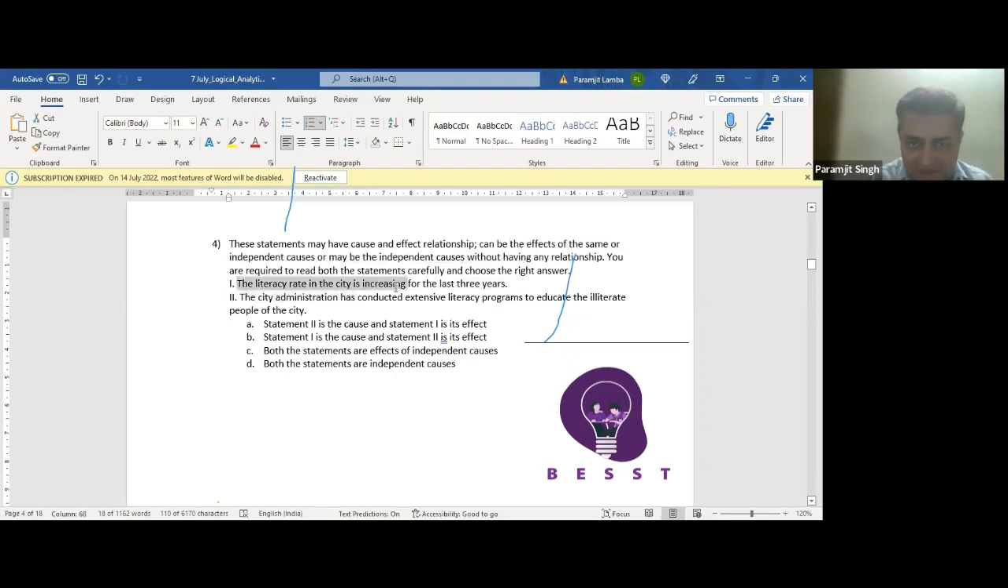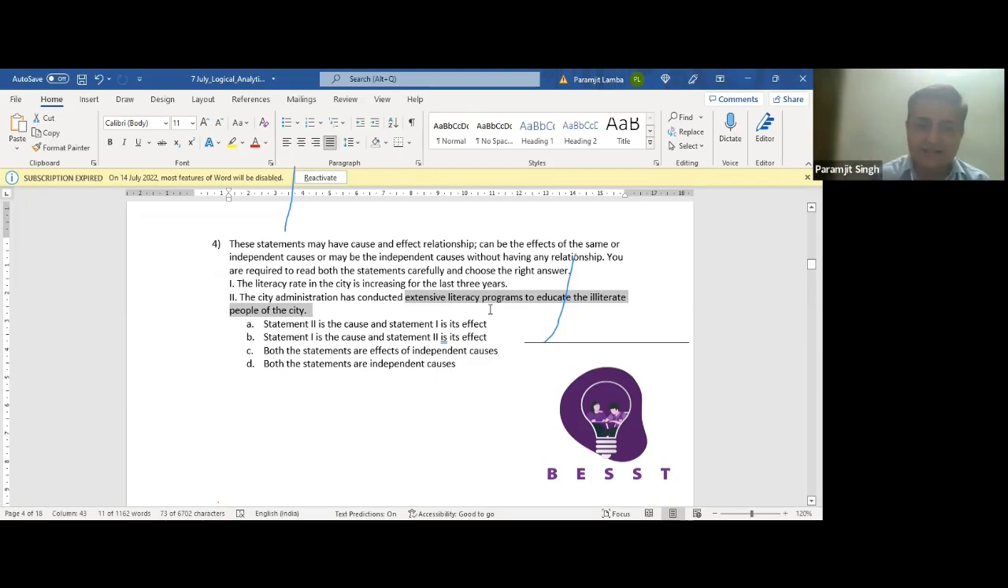The literacy rate in the city has been increasing for the past 3 years. The city administration has conducted extensive literacy programs to educate the illiterate people of the city. What do you think is the relation between these two statements, and if there is any relation at all or not? Okay, Falguni says 1. Anyone else? Shreya also says it's A. A is: statement 2 is the cause, and statement 1 is its effect. So the cause is that the city administration conducted an extensive literacy program to educate the illiterate people.